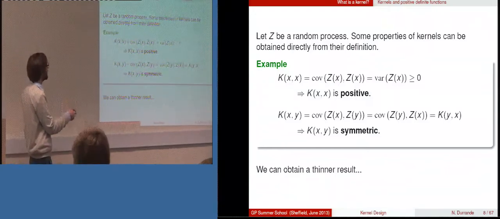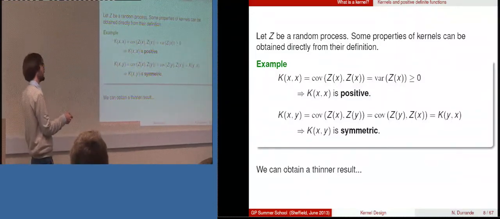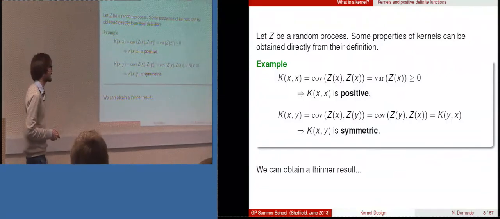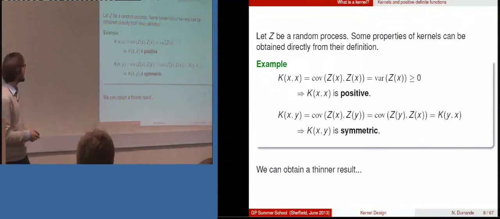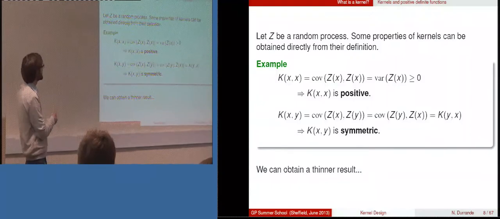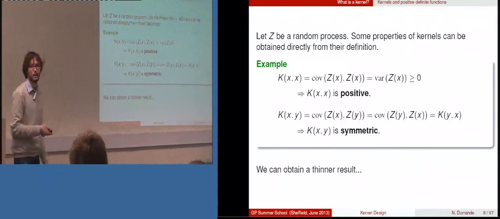So I recall here the definition of the kernel. k of x, y is equal to the covariance between the process evaluated at the point x and the process evaluated at the point y. So first example, if you calculate k of x, x, it's this covariance. This covariance between something and itself is a variance, so it has to be positive.